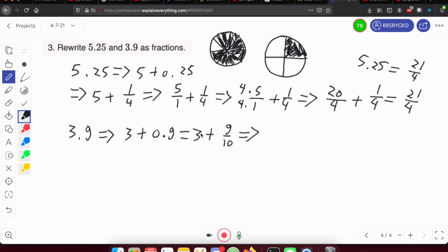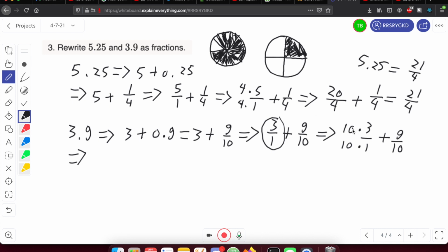Now, since this is a whole number, we can rewrite it as 3 over 1 for the same logic up here, plus 9/10. And now to get the same denominator, we multiply the top and the bottom of this expression by 10. In this way, multiplying across the top will give us 30, and multiplying across the bottom will give us 10, and so we have the same denominator as the second fraction. Oh, this should be a plus, my bad.